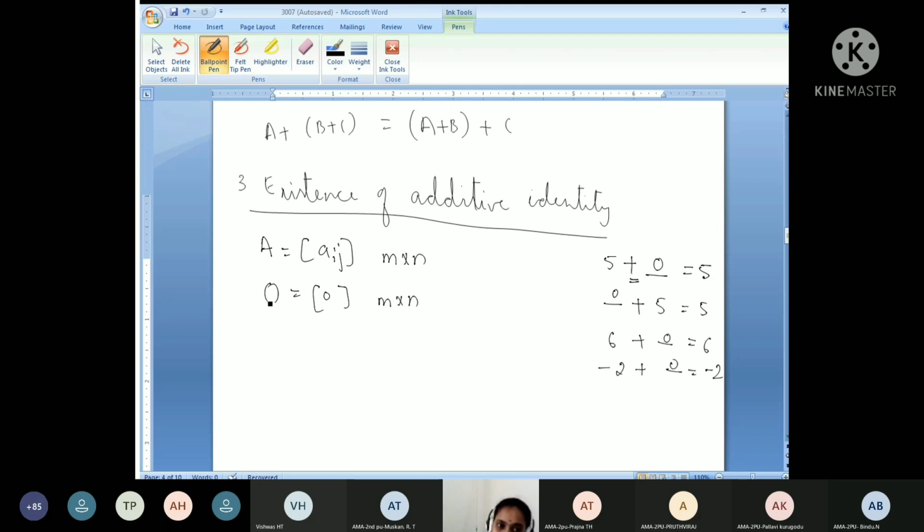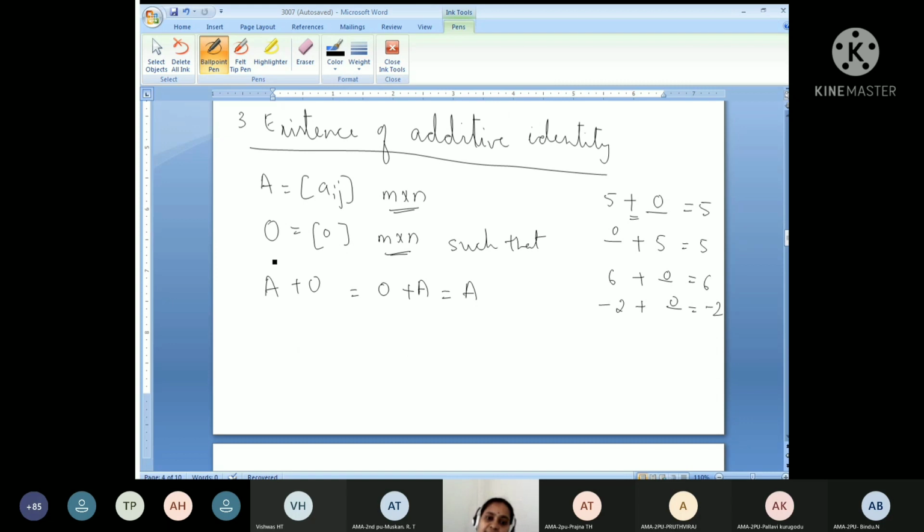I told you how to represent the zero matrix by a big 0. Here also I have written 0. That means every element is 0, of the same order. For addition, the order must be the same, right? That is why the same order, such that A plus 0 is equal to 0 plus A is equal to A. If you add 0 to any element, you get the same element. Therefore, the matrix will not change.